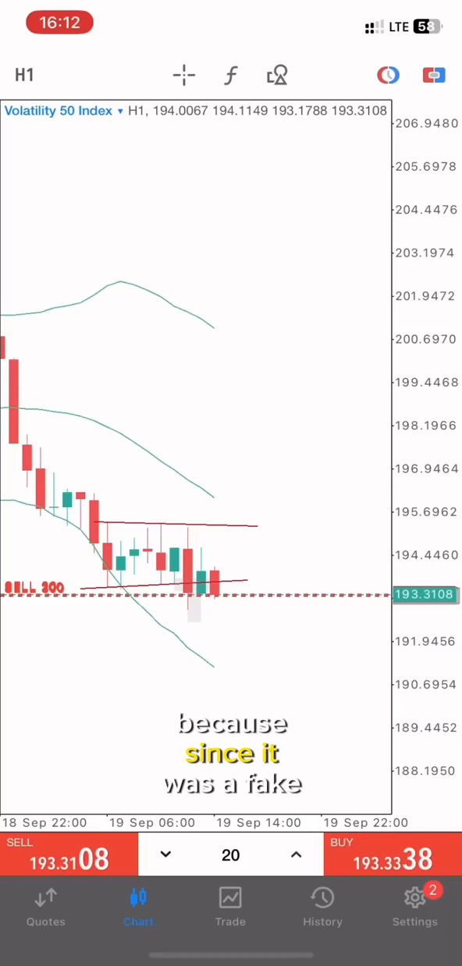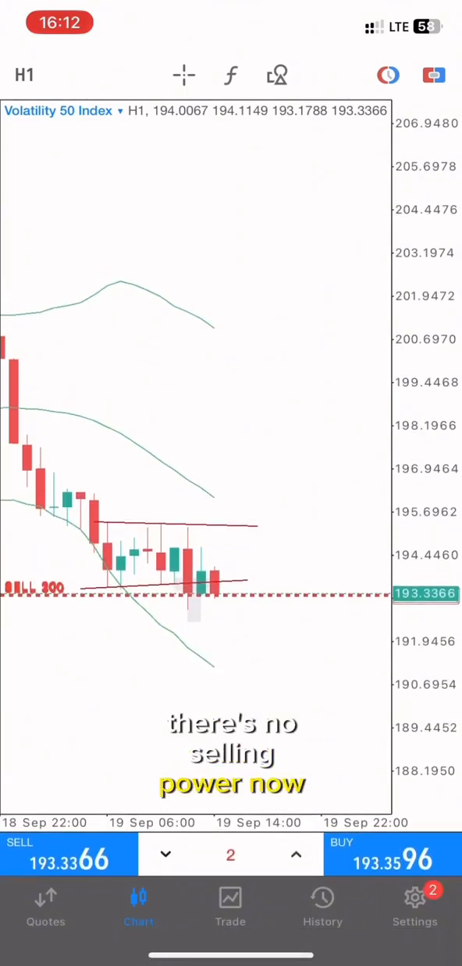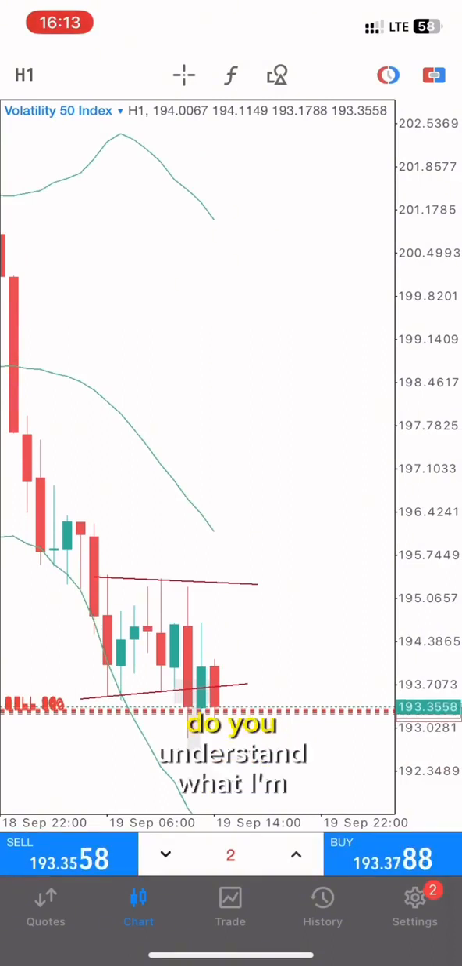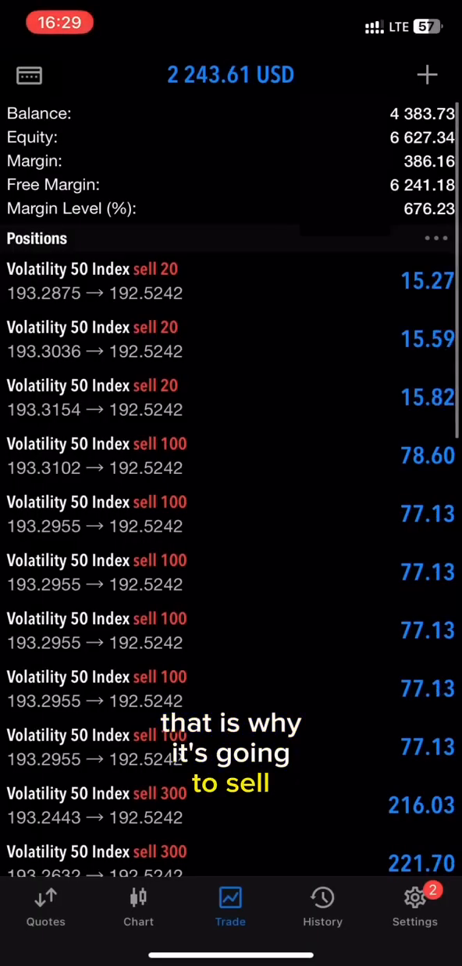Because since it was a fake out, most traders would think it's going to buy since there is no selling power now. But I say you are all wrong. It's going to sell, and when it sells, then it's going to buy. Do you understand what I'm saying? It will sell because it's going to attack the stop losses of those early buyers. That is why it's going to sell.